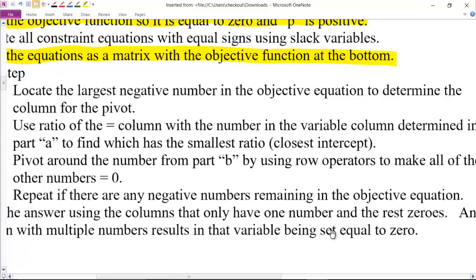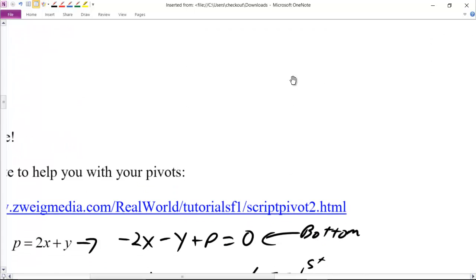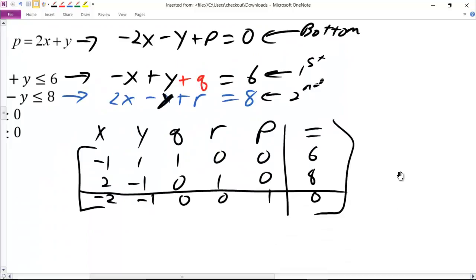So what we're going to say here is locate the largest negative number in the objective equation to determine the column for the pivot. So we'll explain what's going on here in just a second, but the idea is find the largest negative number down here. The largest negative number, oh, that's -2, which means I am going to pivot in the X column. This is the column in which I'm going to pivot.